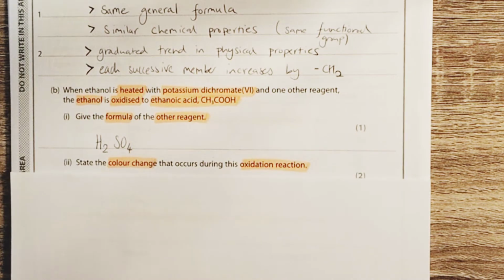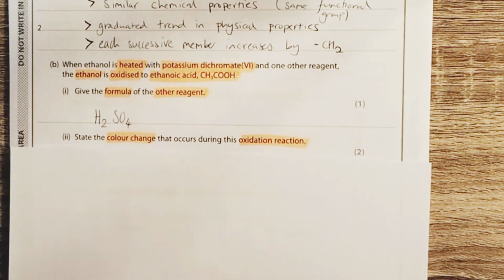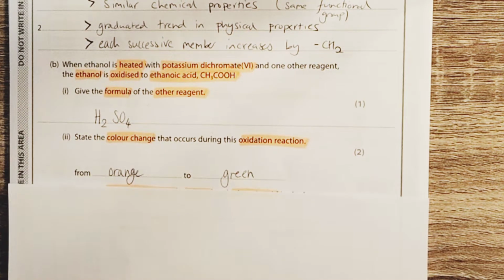Then it says, state the colour change that occurs during this oxidation reaction, oxidizing alcohols. The colour change we'd expect to see is that it would go from orange to green as the oxidation state of the potassium dichromate changes.